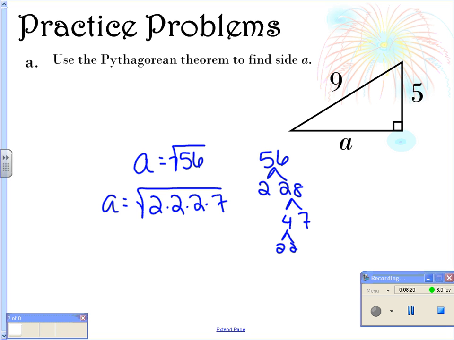Y'all get that? Okay. 2 times 2 is what? What's the square root of 4? So instead of having these, we write 2 square root of what do we have left over? 14. Yeah. We're going to do that in lesson 20. We'll get there. Okay. Yeah.